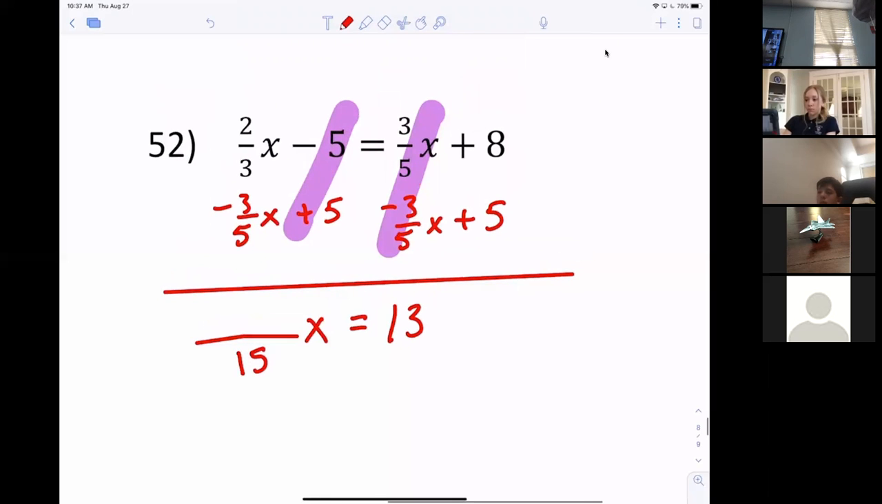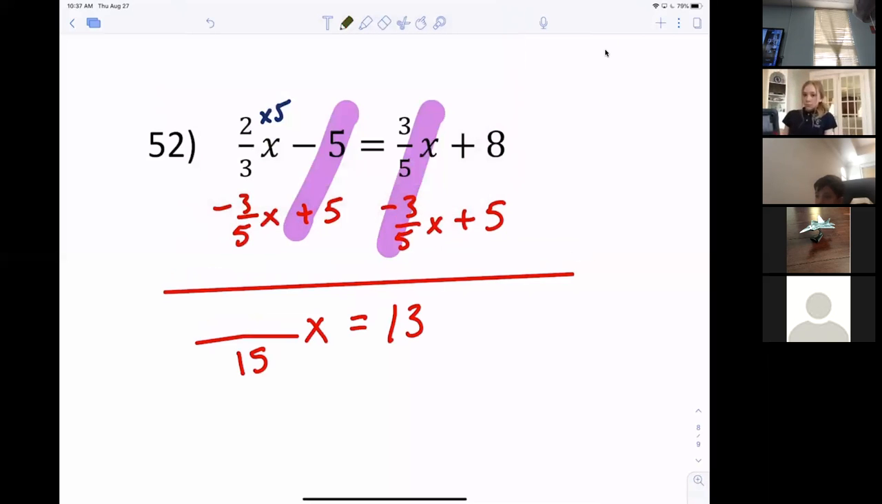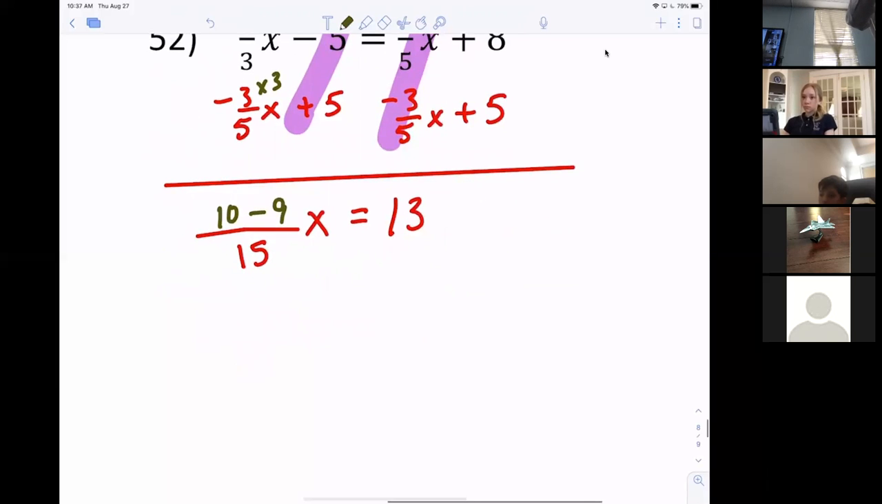Now for me, the first fraction I just multiplied by what? Multiplied by 5. The second fraction I multiplied by 3. 2 times 5 today is 10 fifteenths minus what? 9 fifteenths left me with what? 1 fifteenth x equals 13. Everybody good? Okay, so now we flip.